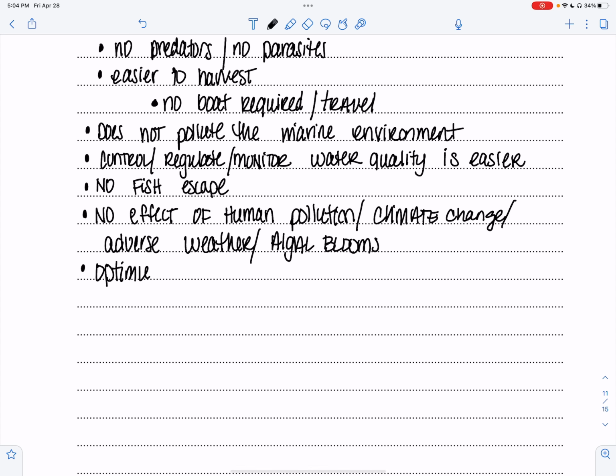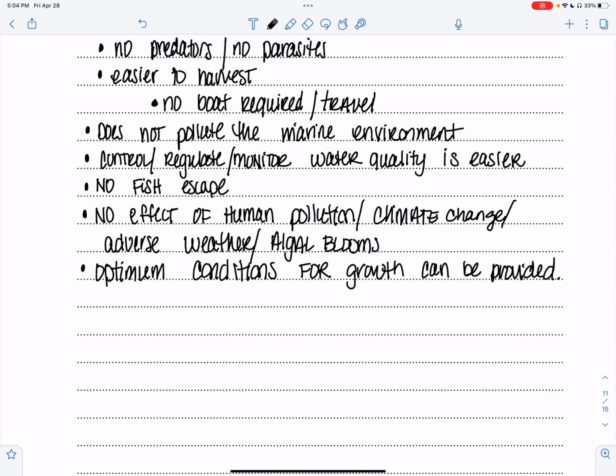Optimum conditions for growth can be provided. So like the temperature, the pH, the amount of dissolved oxygen in the water. If you do have a diseased or sick individual, you can remove them, and that can't happen obviously in the wild. It'd be very hard to identify them. That's it, can be provided. And say mark, so mentioning something about the conditions being optimal.